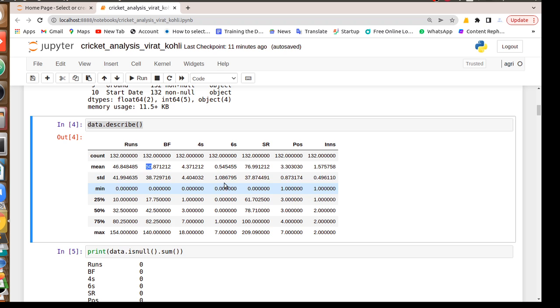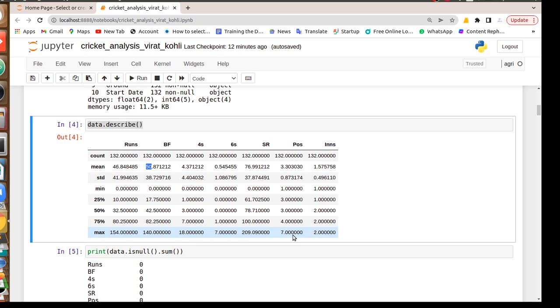The same thing happens with sixes. 7 sixes in a match is the highest in our data set, that was in 2017. 75% of the time he will score 1 six. That means Kohli gets more runs from fours rather than sixes. When it comes to strike rate, you will see his strike rate is also very good. The mean strike rate is 76. It's less than 100, but that's fine, it's actually good. His highest strike rate in ODI is 209.